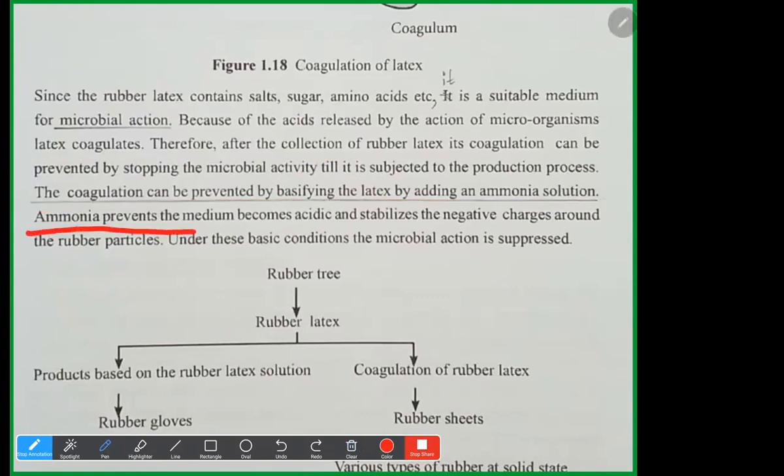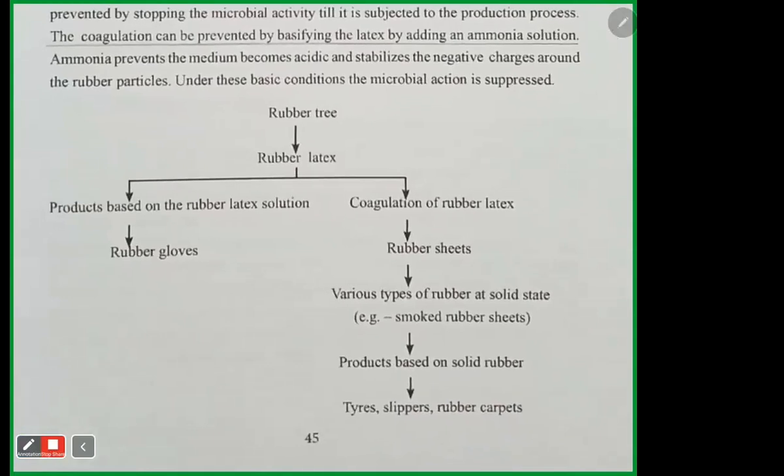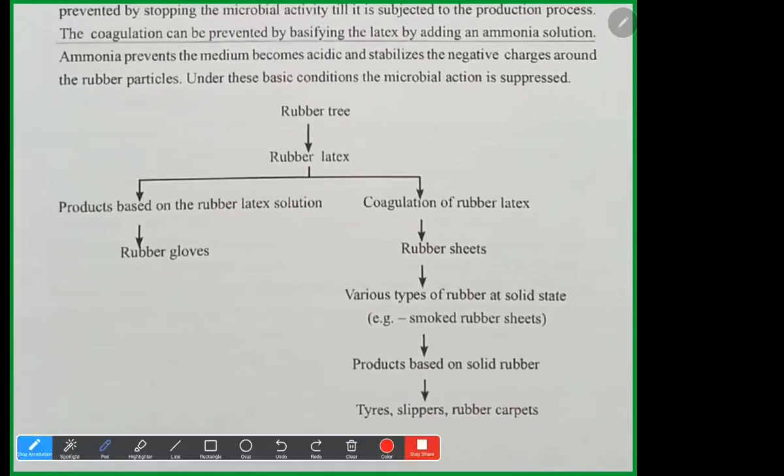Ammonia prevents the medium from becoming acidic and stabilizes the negative charges around the rubber particles. Under these basic conditions, the microbial action is suppressed. Let's say that it depends on the product that we are making.